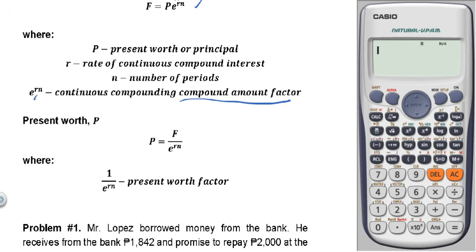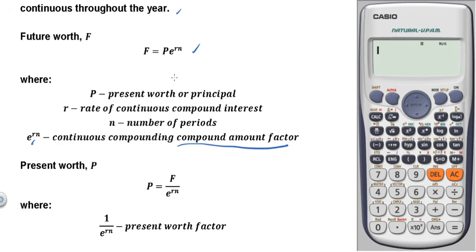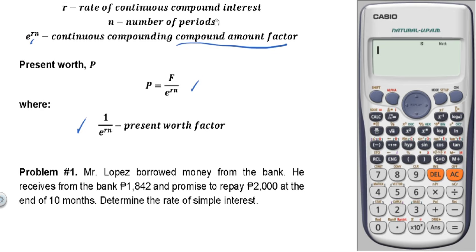So, to solve for the present worth, or P, pwede rito yan sa future worth, and just divide both sides by e raised to rN. So, ito rin yung lalabas. Pero ang importante dyan is this. Anong tawag? 1 over e raised to rN is the present worth factor, or continuous compounding present worth factor. Yan. Okay? So, take note doon.